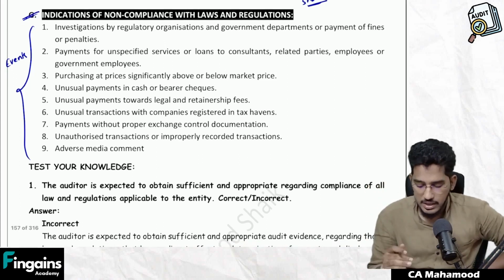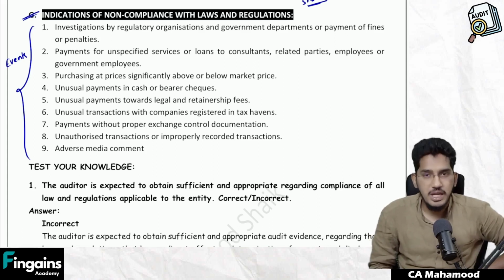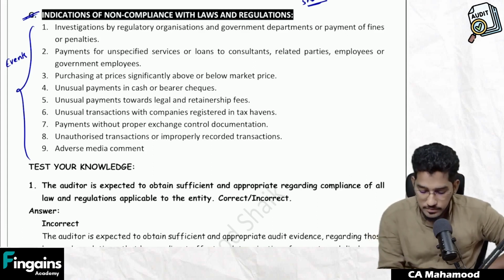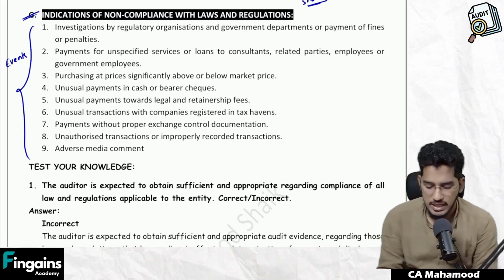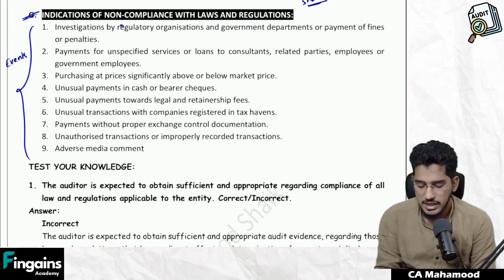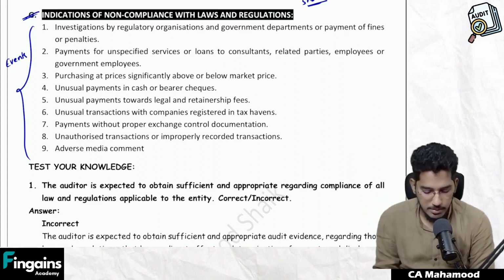So like this, they have identified a few circumstances which will give a hint to the auditor that there could be a non-compliance. What are they? Investigations by regulatory organizations, government departments, or payment of fines or penalties. You are able to see that in recent times some regulatory organization came and did an investigation, or your client is making a huge amount of payment of penalties. This is a clear indication that your client might have made non-compliance.